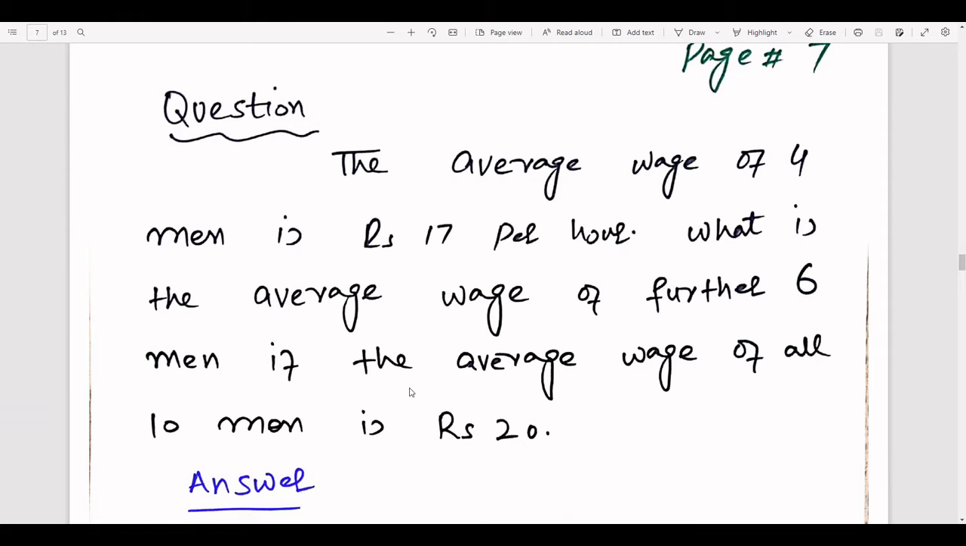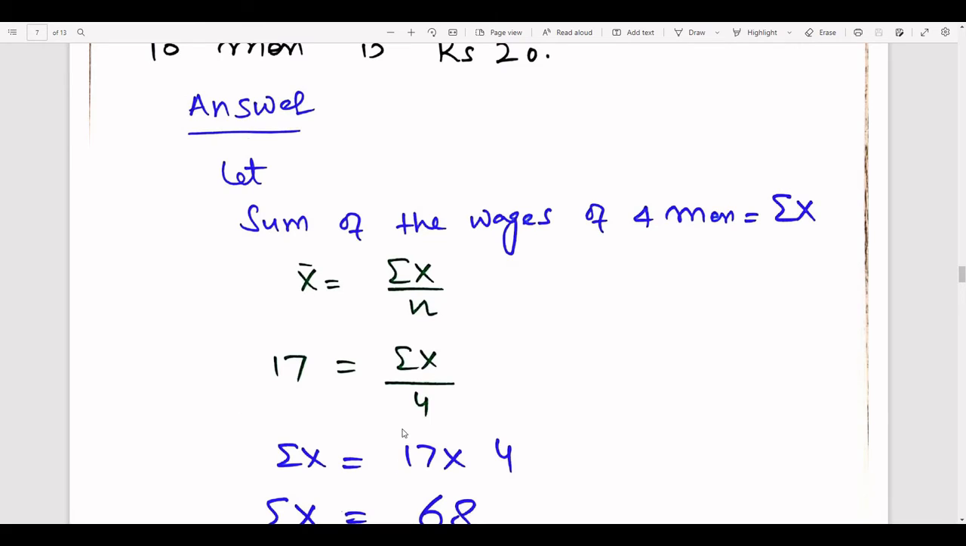The average wage of 4 men is 17 rupees per hour. What is the average wage of a further 6 men if the average wage of all 10 men is 20? So here is the answer. First, the sum of wages of 4 men.